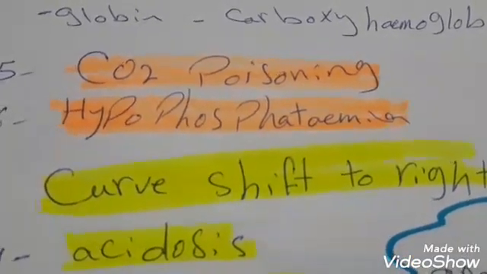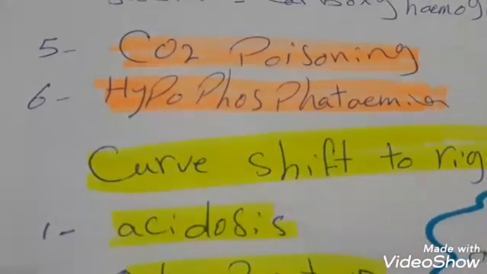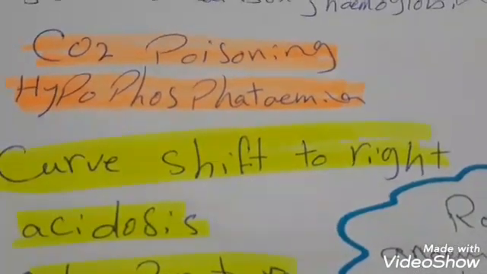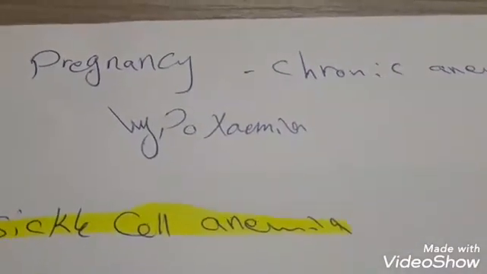When the curve shifts to the right, that means the oxygen will be released from the hemoglobin and there is decreased affinity to oxygen. The factors that shift the curve to the right are acidosis, increased temperature, and increased 2,3-diphosphoglycerate, like in pregnancy, chronic anemia, and hypoxemia.